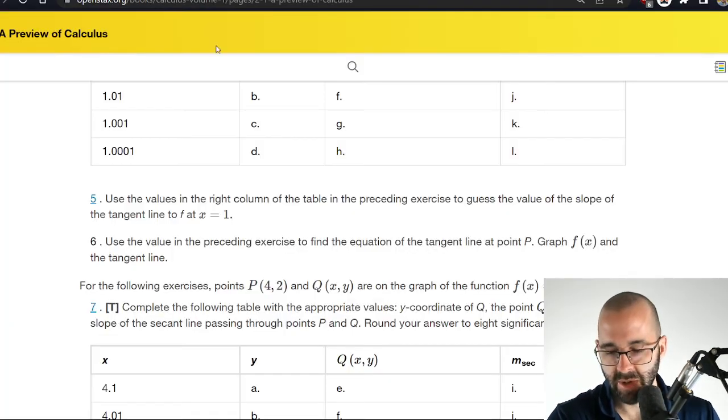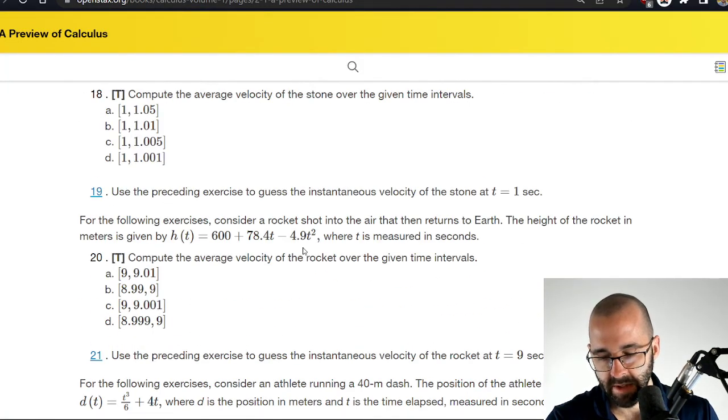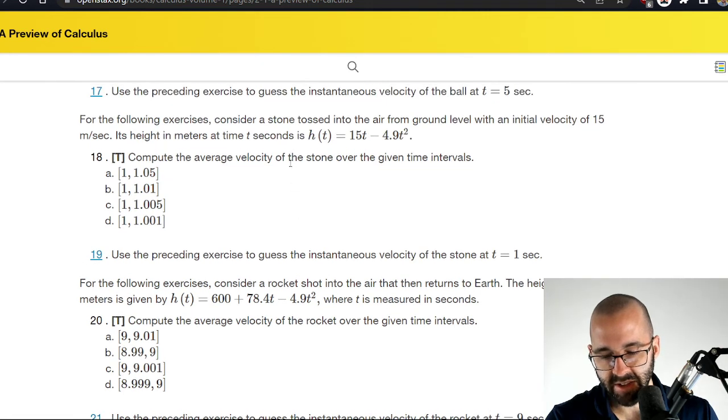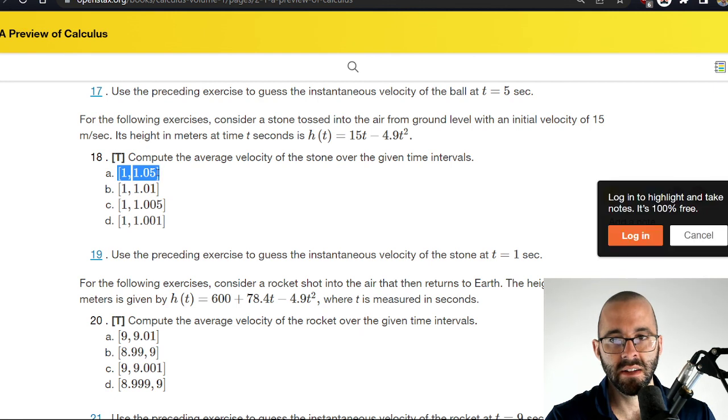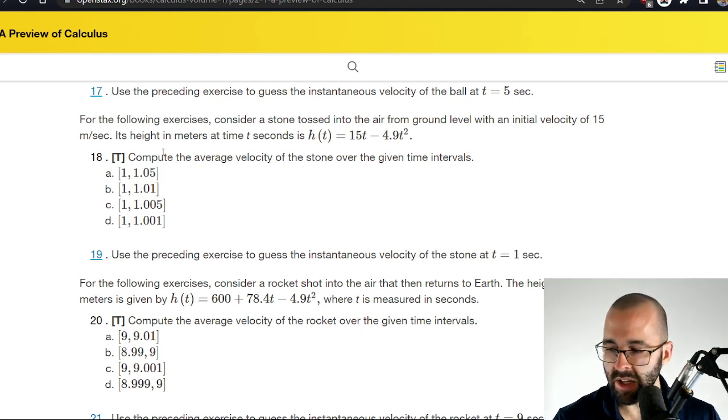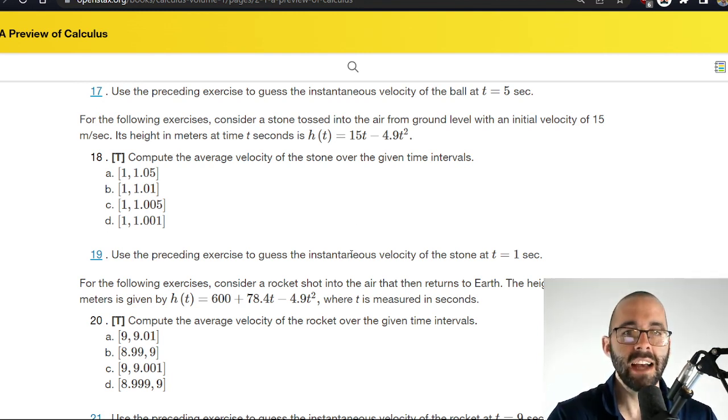Let's look at 18 real quick. Compute the average velocity of the stone over these intervals. We actually basically did this exact same thing in the last video. I'm not going to do this again. Just plug in these values for t and use that average velocity, that V bar formula from video 2.1.3. And then guess the instantaneous velocity, just like we did in the other ones.